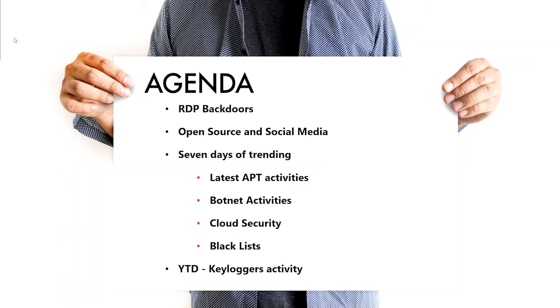For today on the agenda, we have RDP backdoors, open source and social media reporting, 7 days of trending, which consists of the latest APT activities, botnet activities, cloud security, blacklists, and year-to-date keylogger activity.